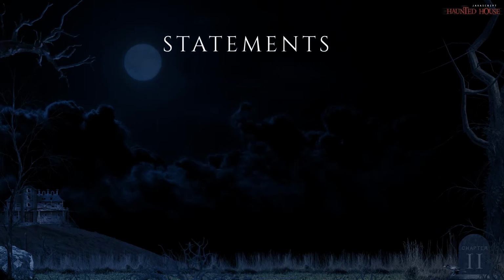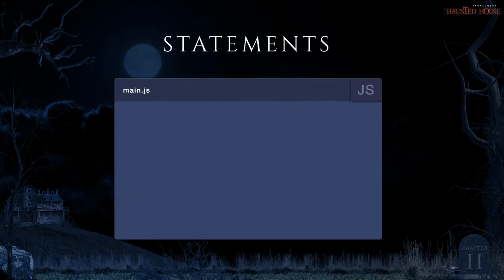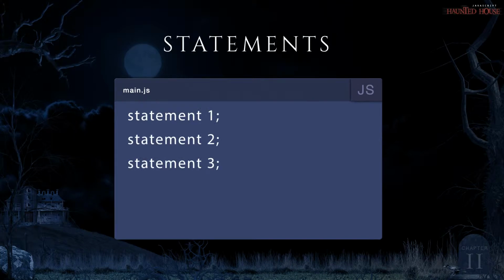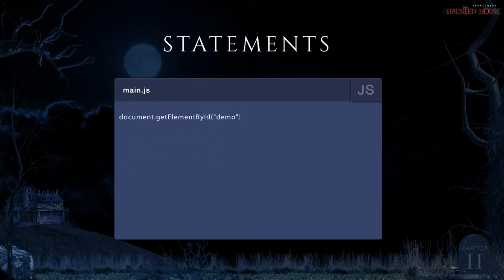In the first chapter, we learned how to display some data into the screen, called output functions. We also learned how to select elements inside the DOM. These command lines are called statements. JavaScript statements are instructions that are executed by the computer, one by one. In this example, we're finding the HTML element with the ID demo and telling the browser to write in it, "Hello, JS Haunted House." That's a single statement.